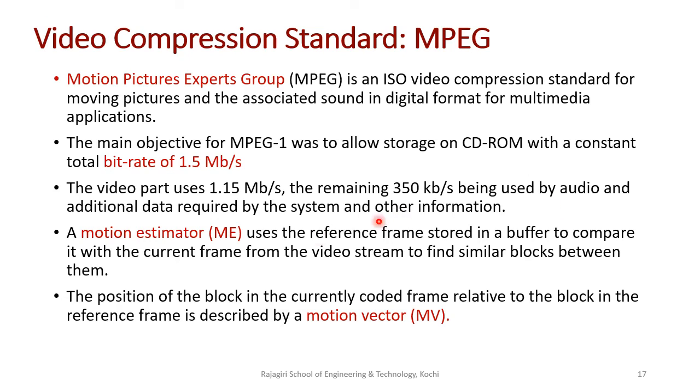Now, video compression exploits the temporal redundancies between the successive pictures that make up a video sequence. Objects in a video sequence move in predictable patterns and can therefore be motion compensated from frame to frame. So a motion estimator uses the reference frame stored in a buffer to compare it with the current frame of the video stream and find similar blocks between them. The position of the block in the currently coded frame relative to the block in the reference frame is described by the motion vector.